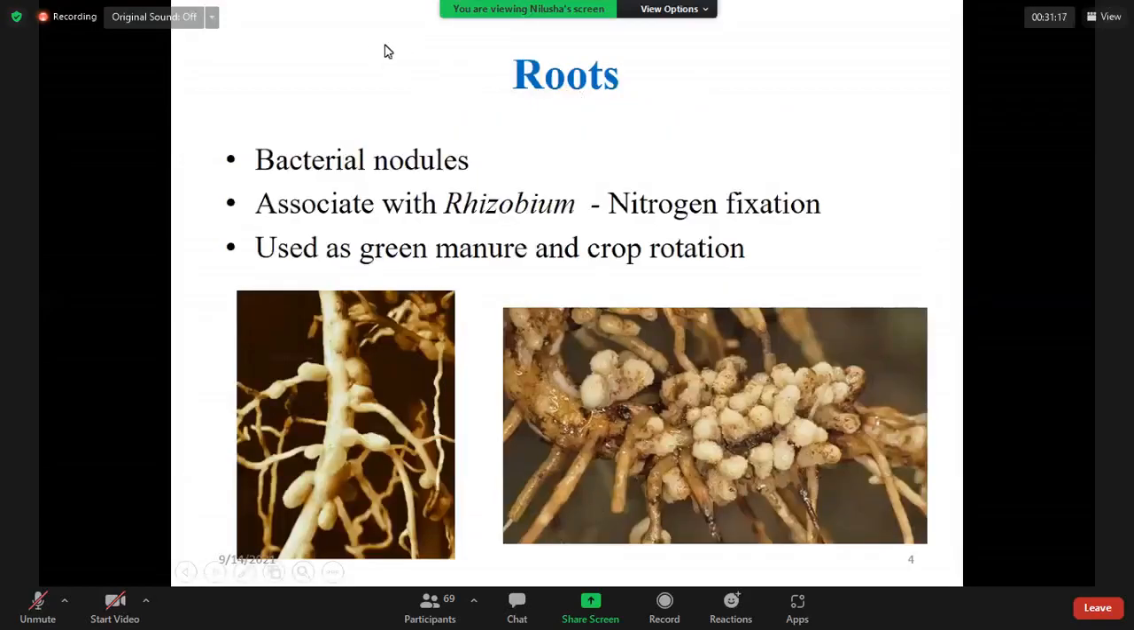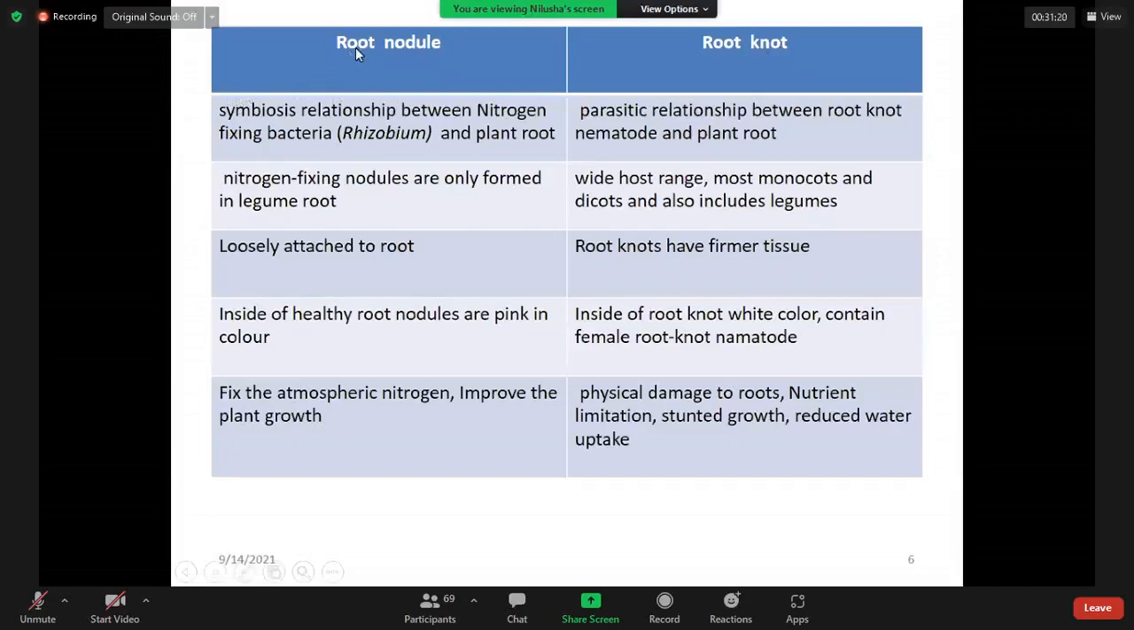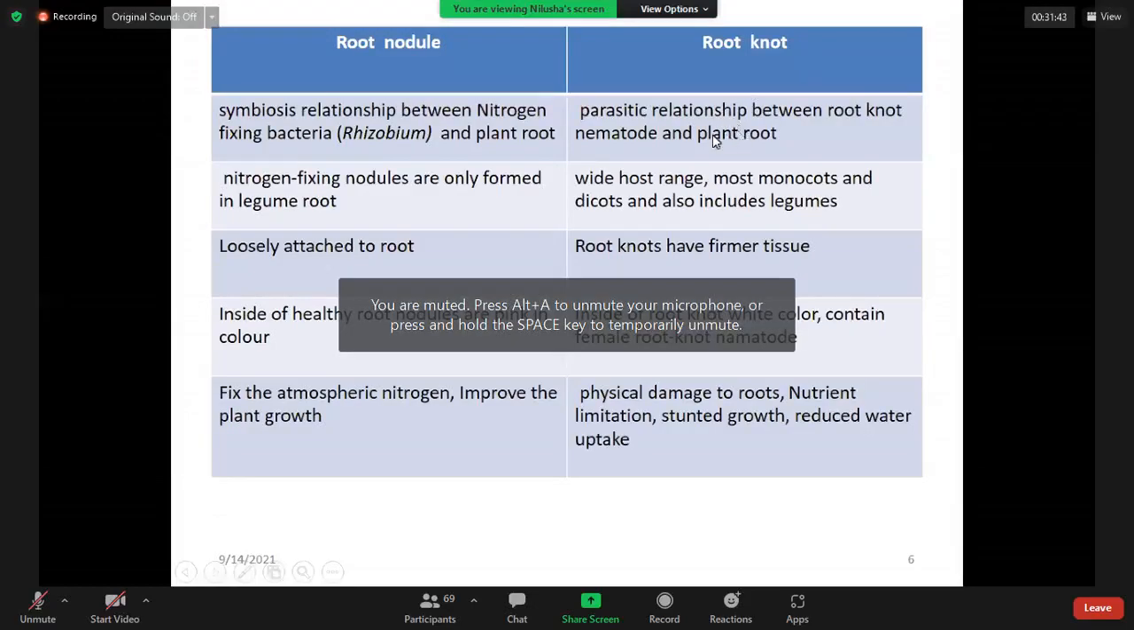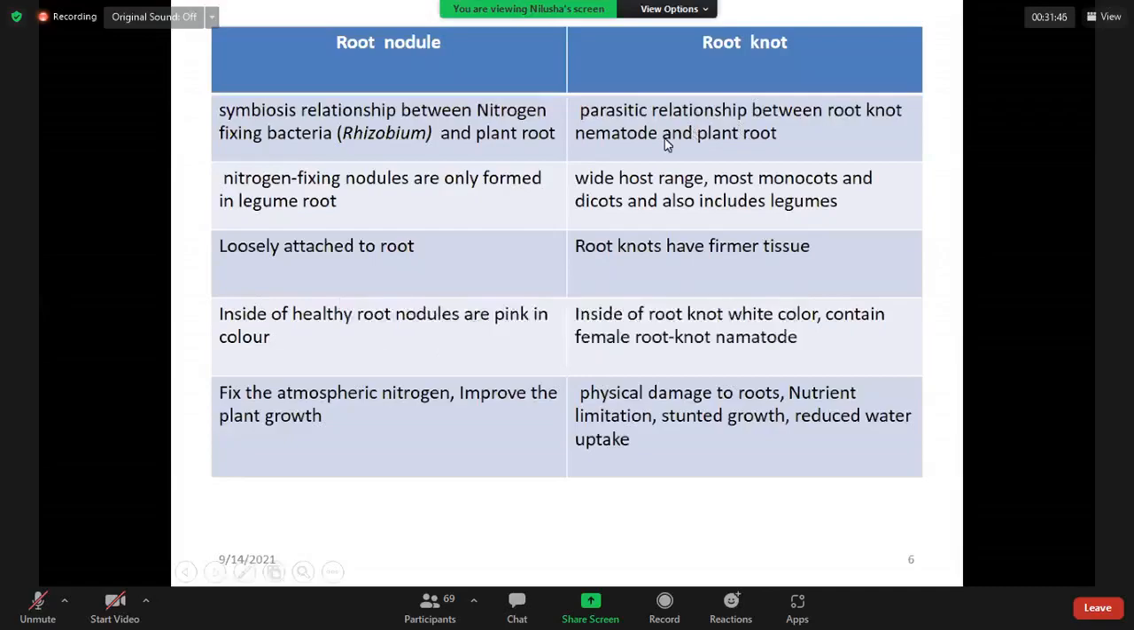This is the differentiation of the root nodule and the root knot. I already told you, the root nodule is formed by the symbiotic relationship between the nitrogen fixing bacteria and the plant root. Root knot is formed due to the parasitic relationship with the root knot nematode, and this nematode lives in the soil. That nematode damages the plant root. Because of that, root knots are formed.